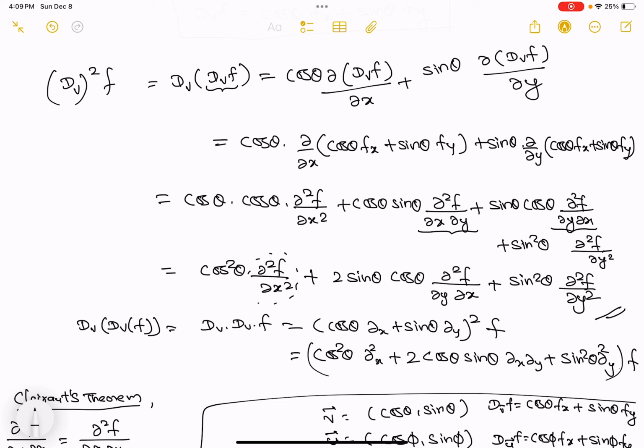And now if I multiply f with partial sub x, again with partial sub x, this will just be partial square f by partial x square. And yes, this is how that formula makes sense now.